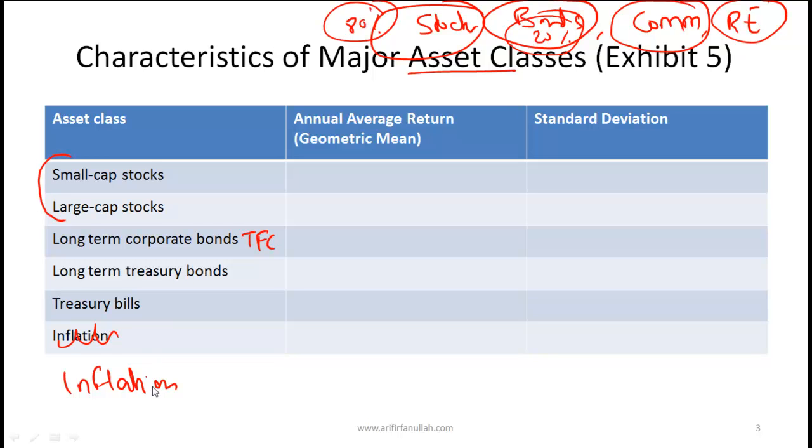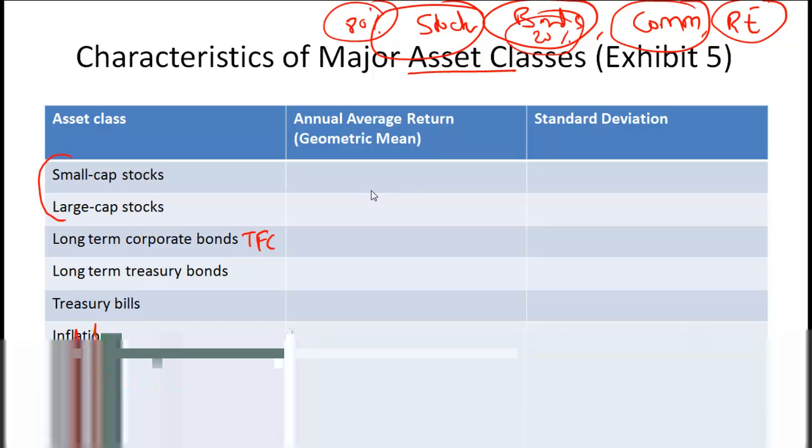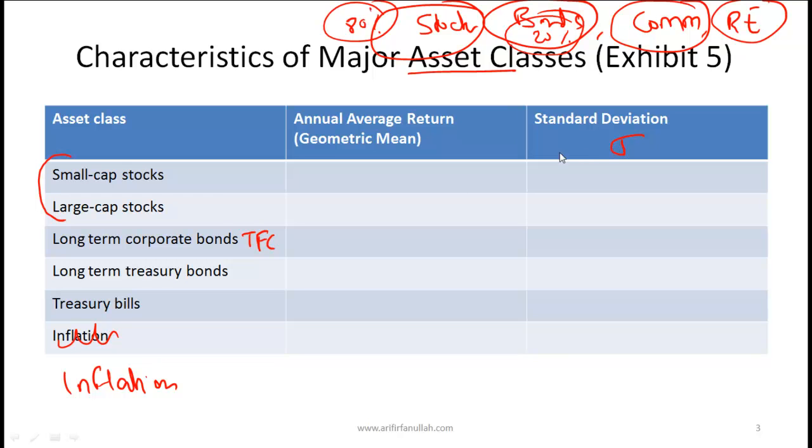Now I would encourage you to go through the curriculum, and if you look at Exhibit 5 in the curriculum, that will give you the approximate average returns and standard deviations of different asset classes. You don't need to memorize this exhibit, but generally you need to understand that small cap stocks in general have had a high average return, but the standard deviation, which is a measure of the riskiness, has also been high. So small cap stocks, high return, high risk.